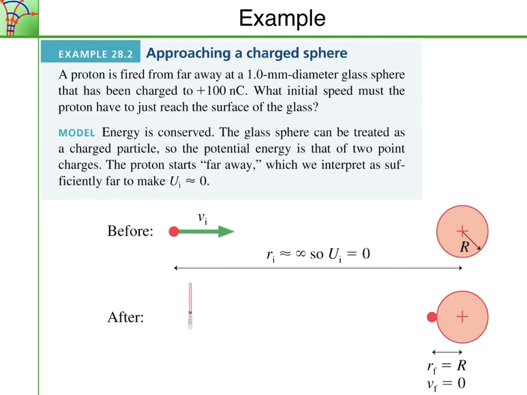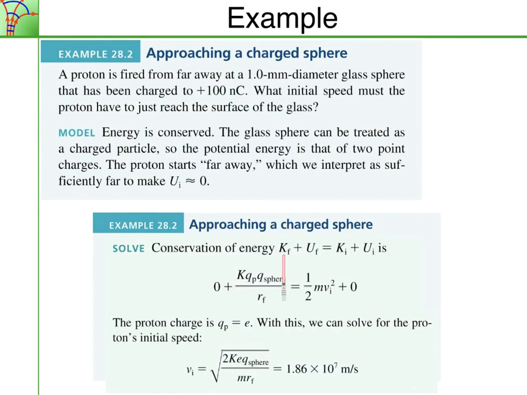So we can do conservation of energy for this, right? The energy at the beginning is equal to the energy at the end. So here's how it's done. Conservation of energy: K final plus U final equals K initial plus U initial. So K initial is just 1/2 mv squared because it has some initial speed. We want to find what that initial speed is. U initial, we're setting to 0 because we're saying it's crazy far away. And we want to fire it such that K final is 0. It stops right when it's at the radius of the sphere.